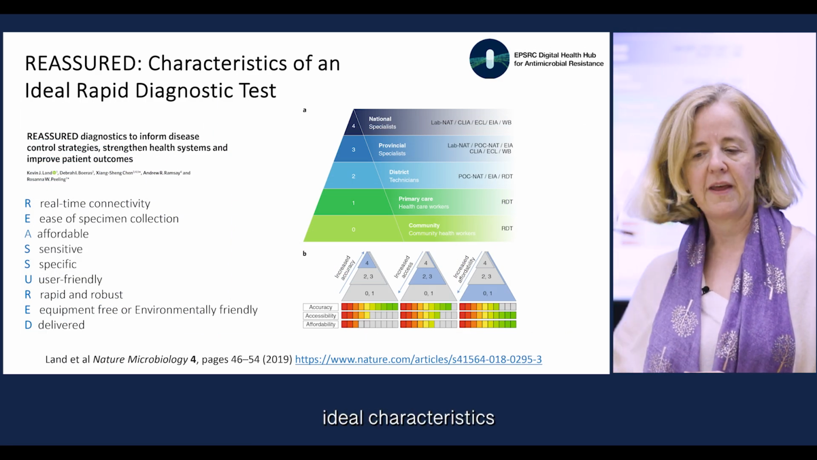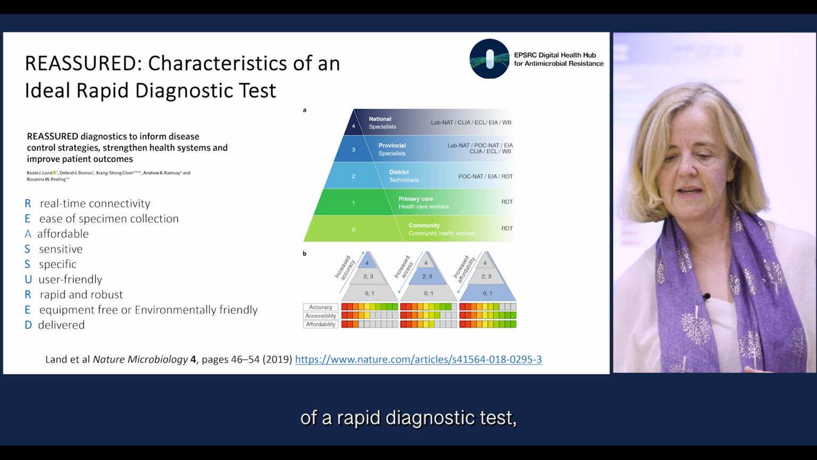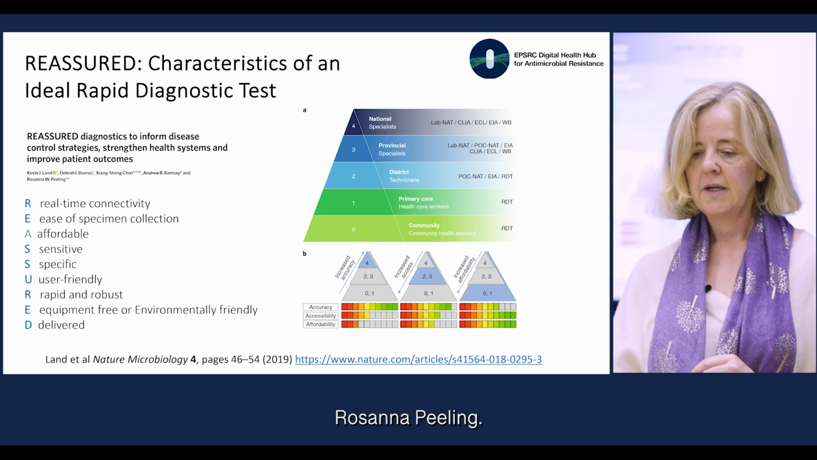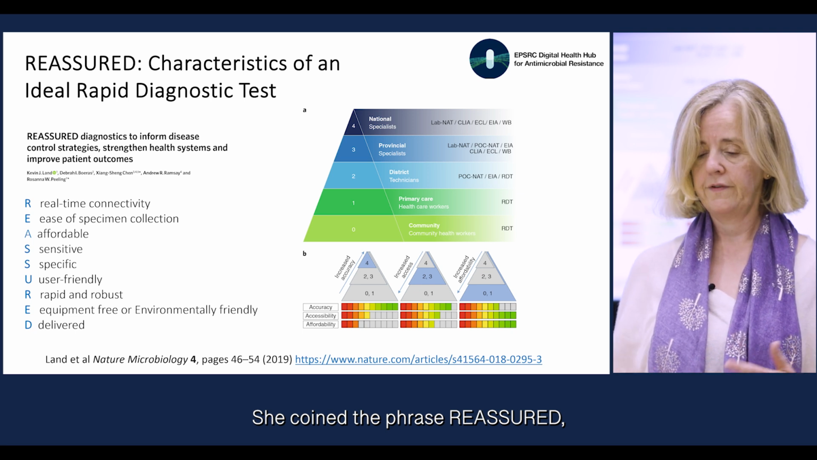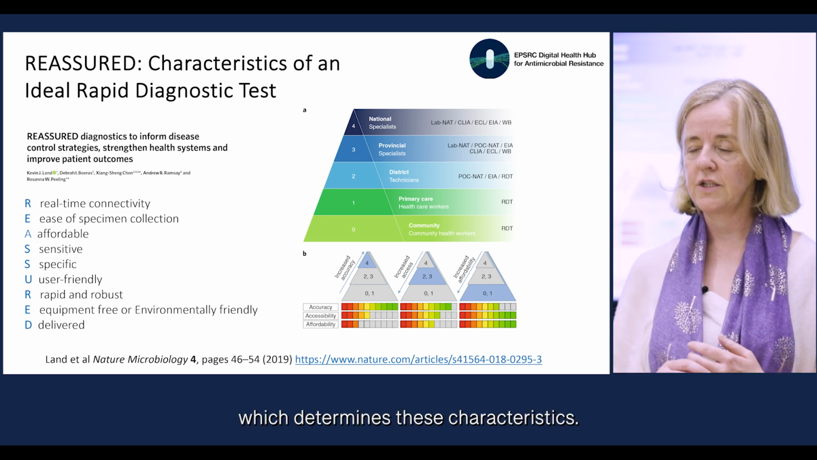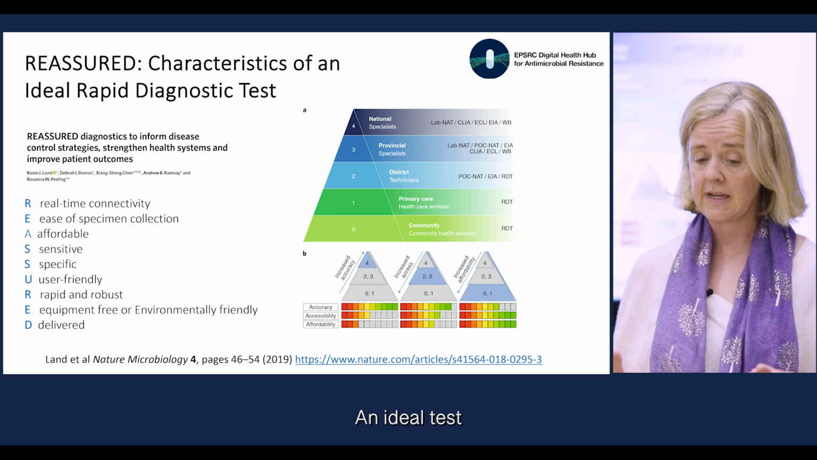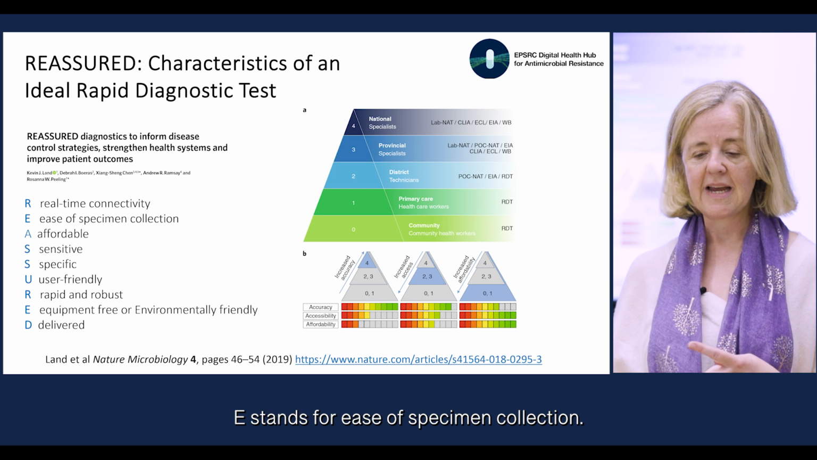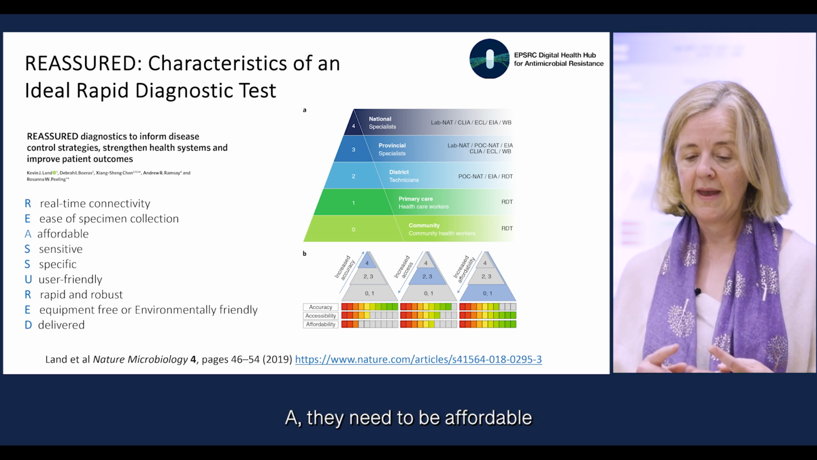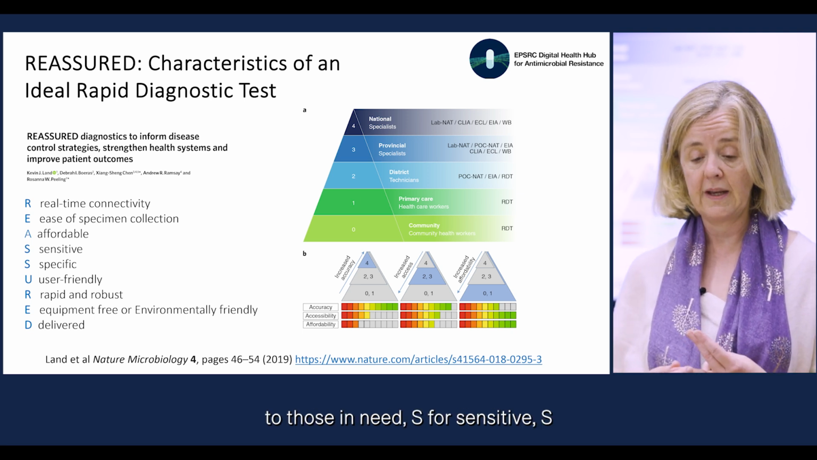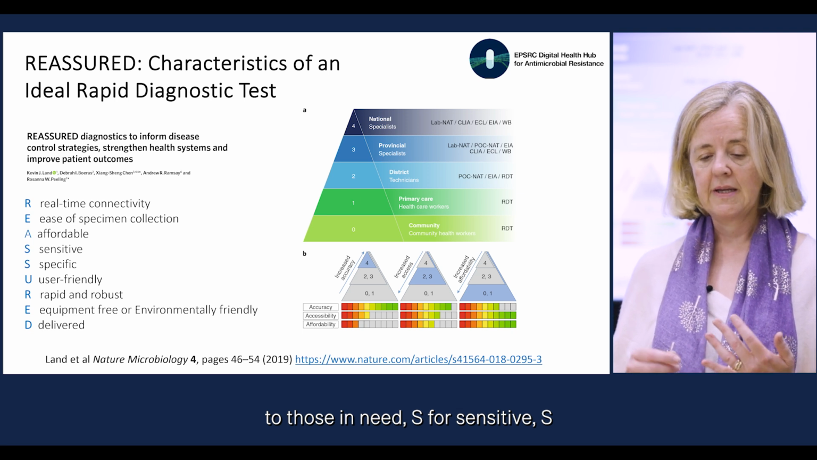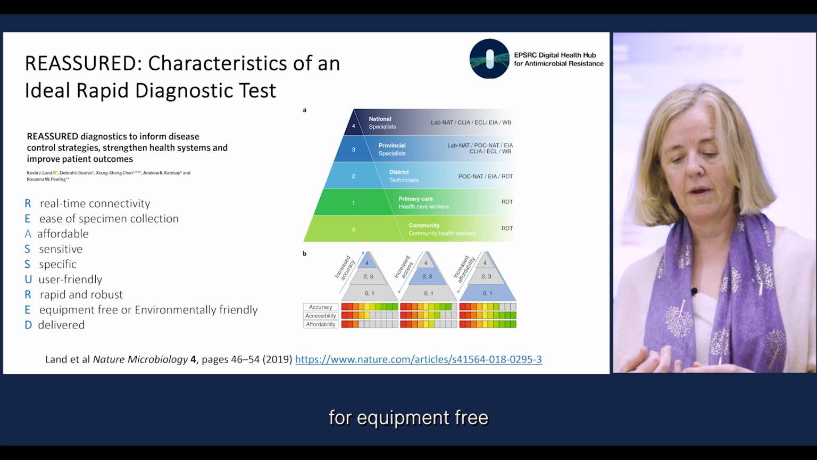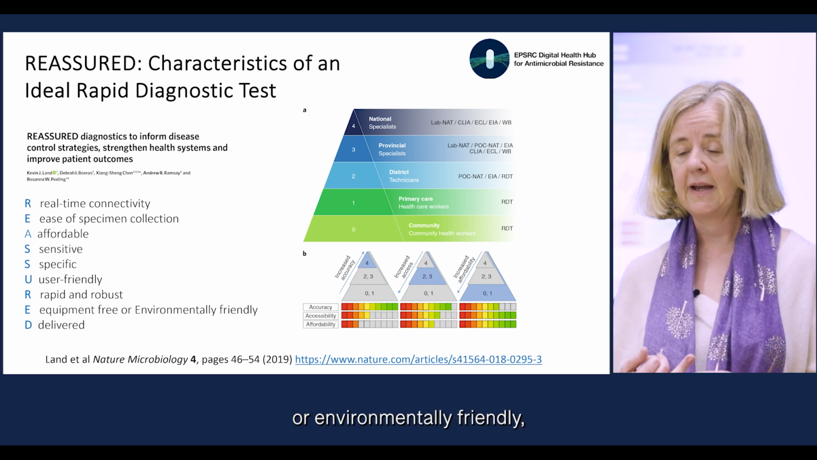So now let's look at the ideal characteristics of a rapid diagnostic test. And this is the paper that I was highlighting by my colleague Rosanna Peeling. She coined the phrase REASSURED. And it's an important acronym which determines these characteristics. An ideal test should have real-time data connectivity, for R. E stands for ease of specimen collection. A, they need to be affordable to those in need. S for sensitive. S for specific, U for user-friendly, R for rapid and robust, E for equipment-free or environmentally friendly, and D for delivered.